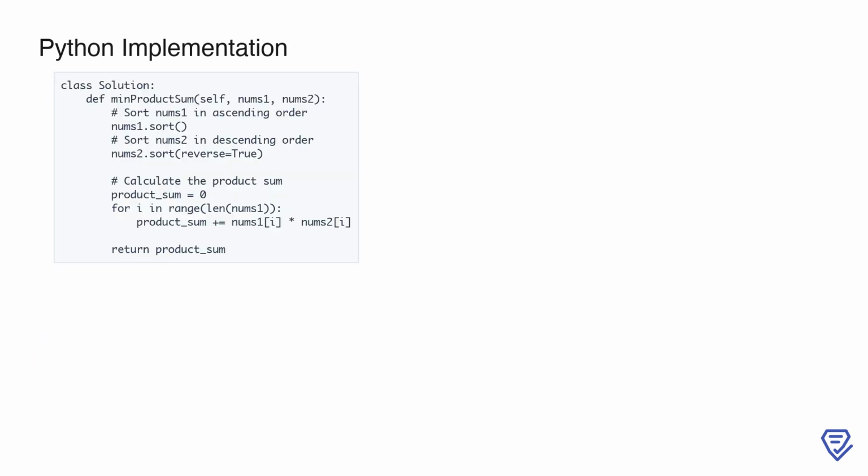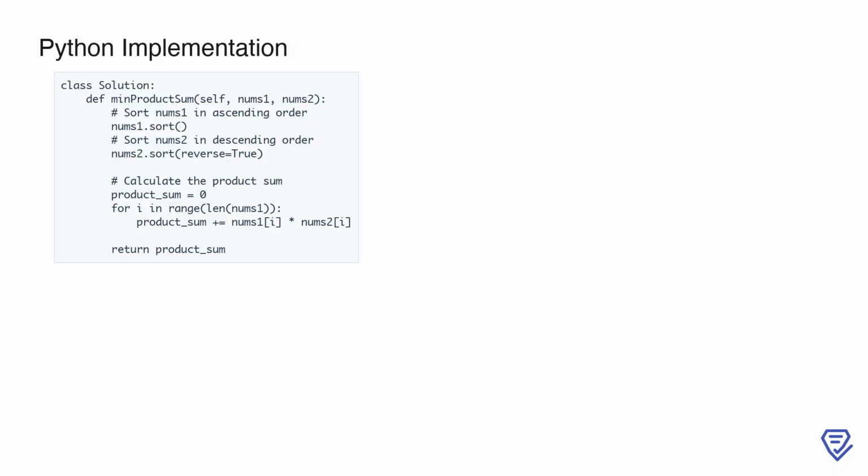This solution is designed to minimize the product sum of two arrays, nums1 and nums2. The product sum is defined as the sum of nums1[i] times nums2[i] across all indices i. To achieve the minimum product sum, we need to strategically pair elements of nums1 and nums2 such that smaller elements in one array are paired with larger elements in the other.